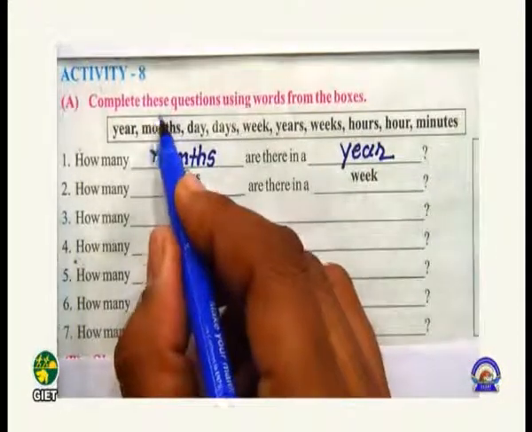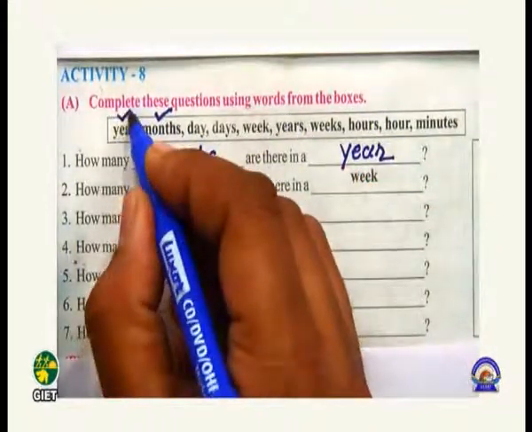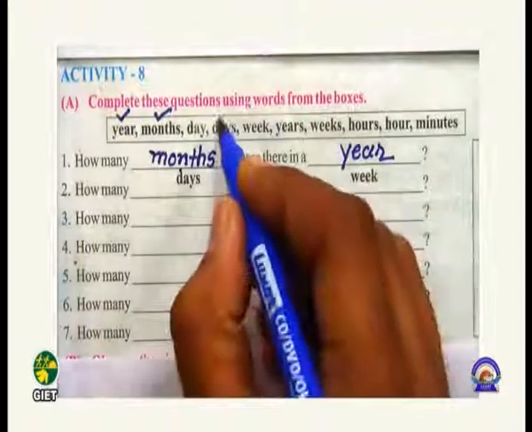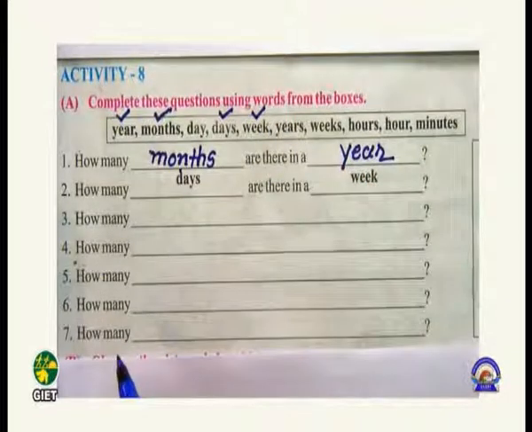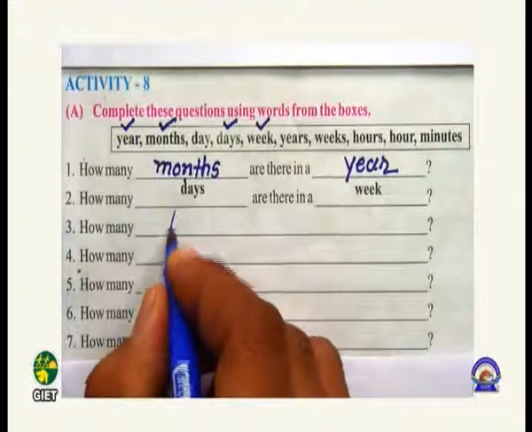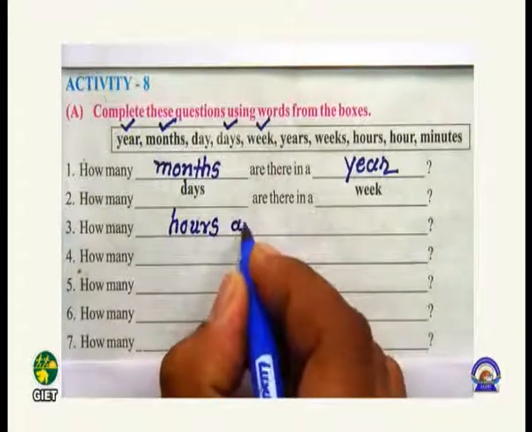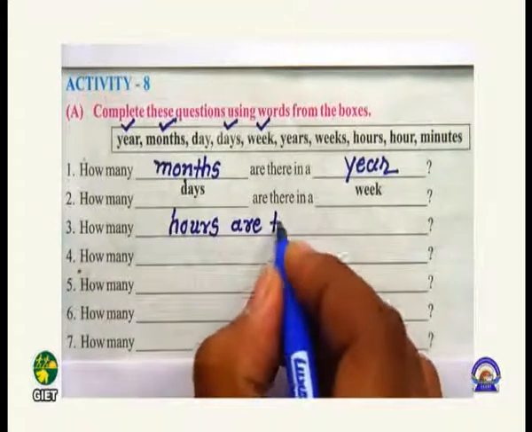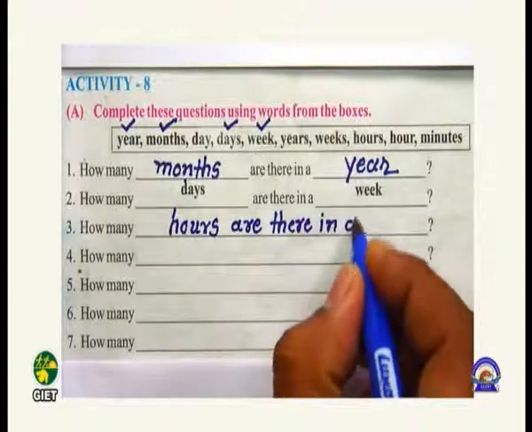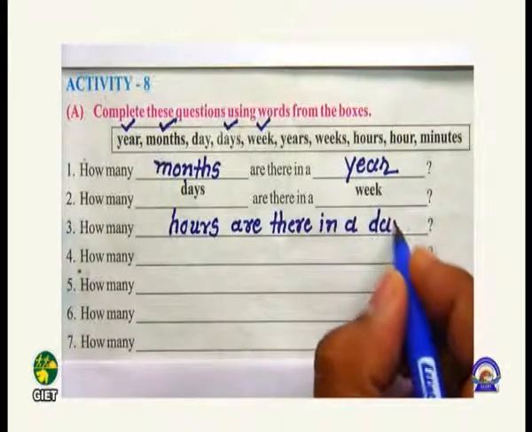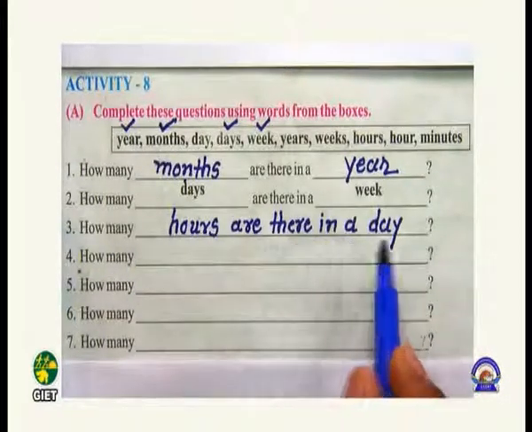So, months, then year, days, and week. See the third one. How many hours are there in a day? How many hours are there in a day?